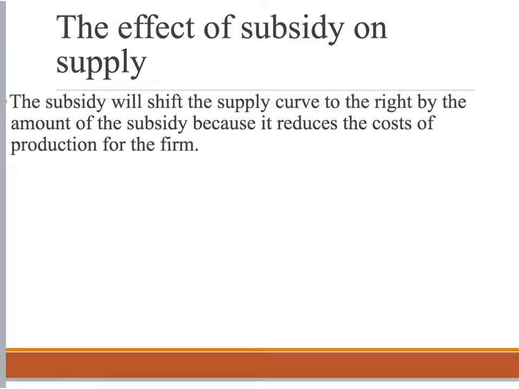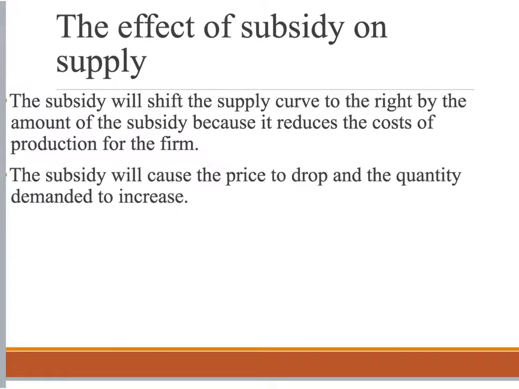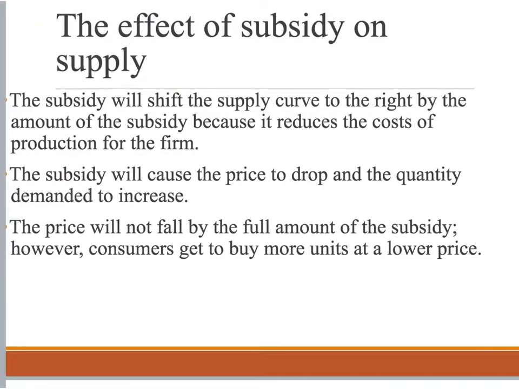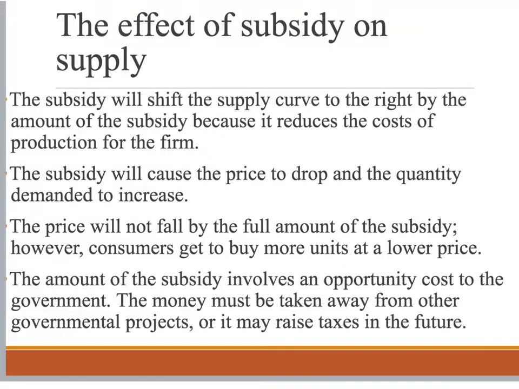The subsidy will shift the supply curve to the right by the amount of the subsidy because it reduces the cost of production for the firm. The subsidy will cause the price to drop and the quantity demanded to increase. The price will not fall by the full amount of the subsidy. However, consumers get to buy more units at a lower price.